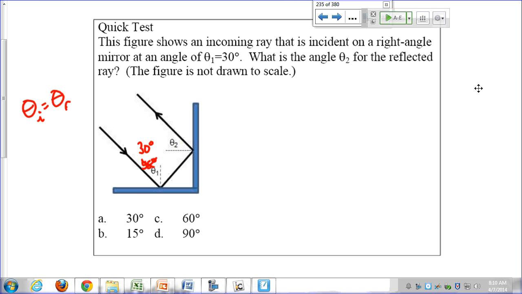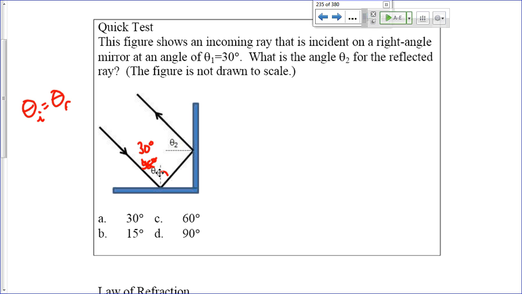Since that's the correct answer, the rule of complementary angles from geometry could be applied to this too. That's the rule of complementary and supplementary angles. So if that angle is 30, this is 30, that means that this angle has to be 60, right? Because this is a 90-degree angle. That means this has to be 30, so this has to be 60, so this has to be 60. So C is the right answer.